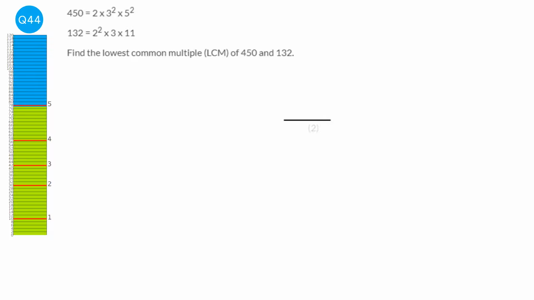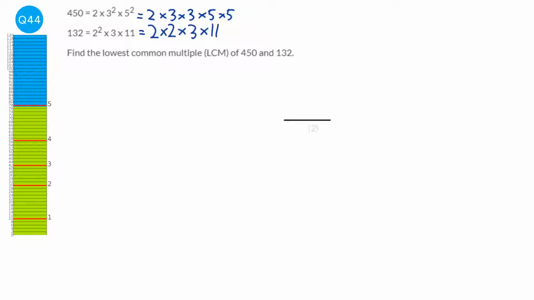This question seems a lot harder than it is. What I'm going to do is I'm going to start by rewriting the prime factors, but without the squared. So 2 times 3 times 3 times 5 times 5. I'm going to do the same with the other list as well. So 2 times 2 times 3 times 11.